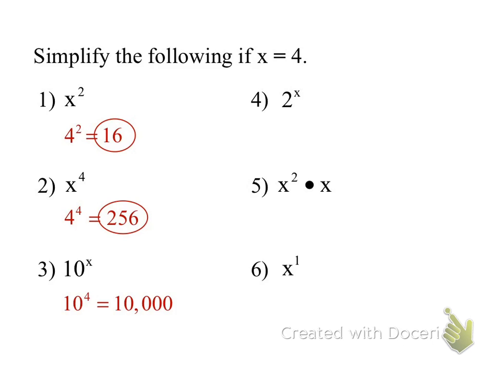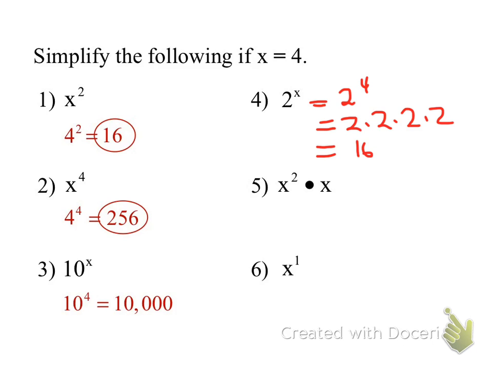Okay, next. 2 to the x power. Josh, what did you get? What do I do? You rewrite it, and it would be 2 times 2 times 2 times 2. Wait, first, before I do that, I have to rewrite it. I have to substitute in. Equals what? 2 to the 4th power. And that equals? 2 times 2 times 2 times 2. Okay, and that ends up being? 16.